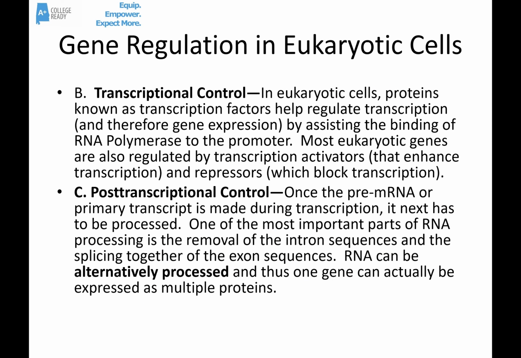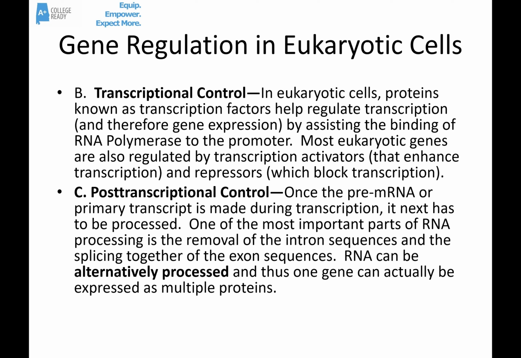So let's also talk about a couple more ways in which genes can be regulated in eukaryotes. In addition to changing chromatin structure, eukaryotes can also use what we call transcriptional controls. In eukaryotic cells, there are these proteins called transcription factors that help to regulate transcription. They bind to RNA polymerase, or they assist the binding of RNA polymerase to the promoter. So they sort of turn on transcription. Most eukaryotic genes are also regulated by transcription activators that can enhance transcription or repressors that block it. And these can change based on the internal environment.